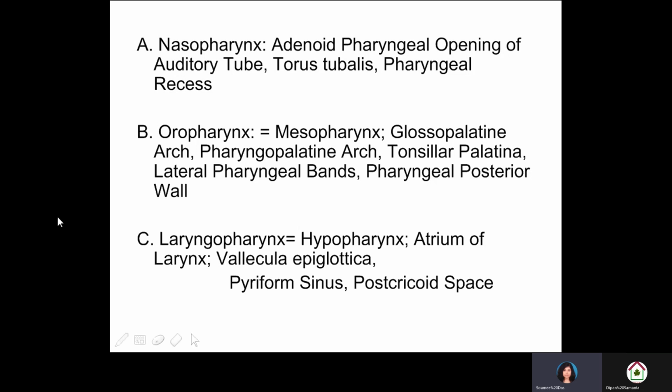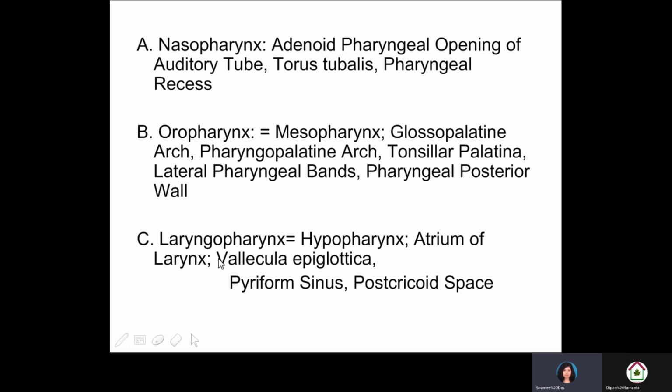Okay, next one is oropharynx. Oropharynx is also called mesopharynx. Okay, so here the glossopalatine arch. Glosso means related with the tongue, and palatine means related with the palate. Soft palate and hard palate. Here it is soft palate. Okay. So glossopalatine arch, pharyngopalatine arch, tonsilla palatina, lateral pharyngeal bands, pharyngeal posterior wall, etc. These are the structures present in the oropharyngeal area.